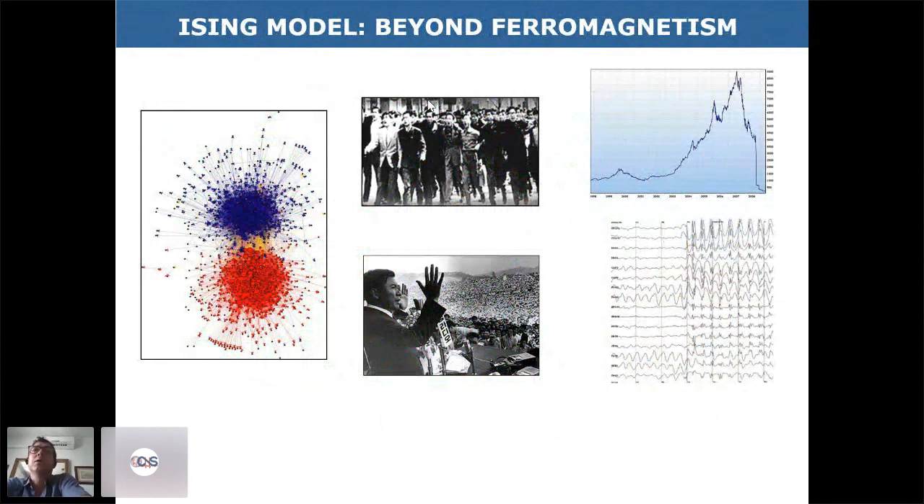So they've been used to study polarization in social media or in the social sciences in general, financial market fluctuations and crashes, and in the brain, epileptic seizures, as a paradigm of transition to an ordered state, but not only. So, for example, also a paradigm in which you learn something. It's a transition from a more disordered to a more ordered state.